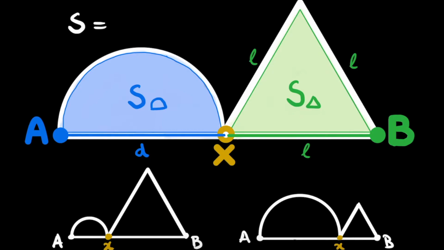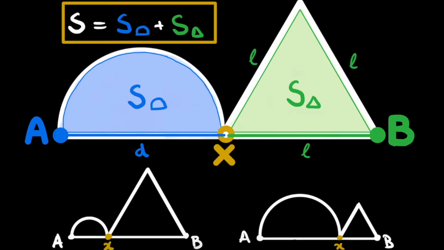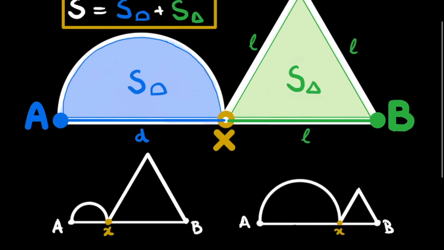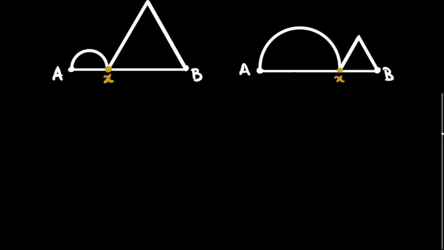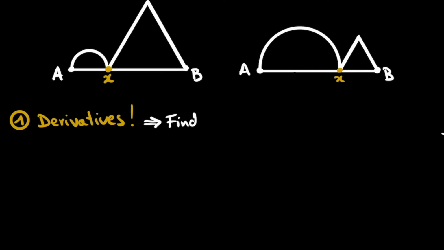The total surface is simply the surface of the semicircle plus the surface of the triangle. And the question that we're asked now is for which position of x between a and b is this combined surface as small as possible? The first step is of course to realize that we're dealing with an extremum problem. We have this total surface of both figures and we need to find its extremum, in this case the minimum. Therefore, this problem is perfectly fit to be solved by using derivatives.